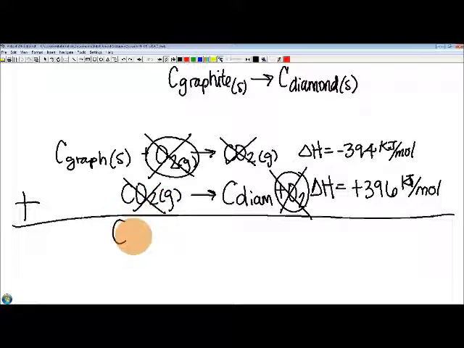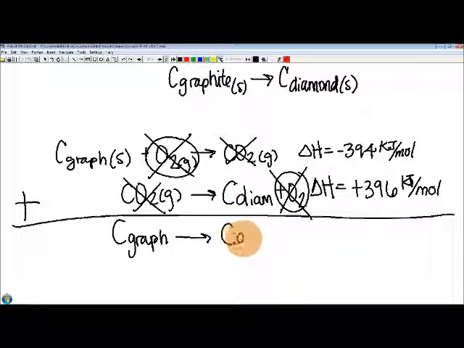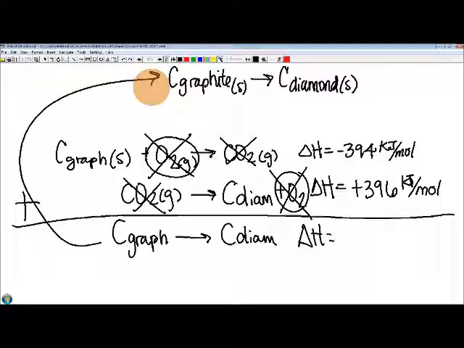So that means the carbon of graphite goes to the carbon of diamond, and we have our equation that we were wanting at the top. Now we need to add together our changes in enthalpy, and that is our final answer. So we take negative 394 plus 396, and you get a positive 2 kilojoules per mole.